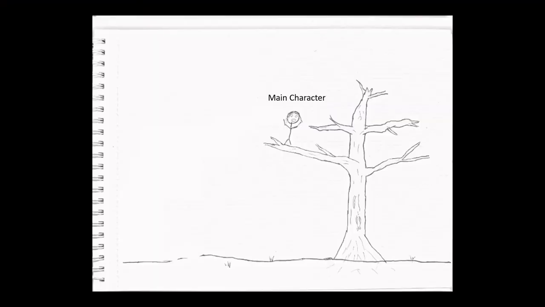So to sum up what we've learned so far, there's an old piece of writing advice, which is as follows. In the first part of your story, get your character stuck up a tree. In the second part of your story, throw rocks at them.